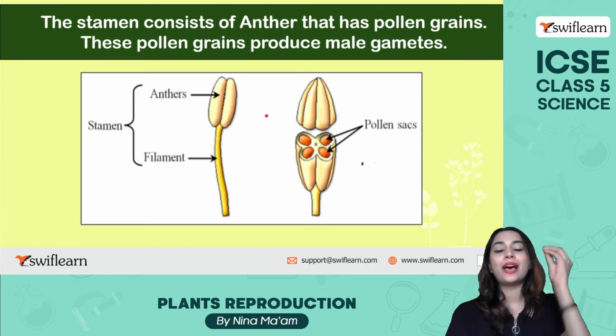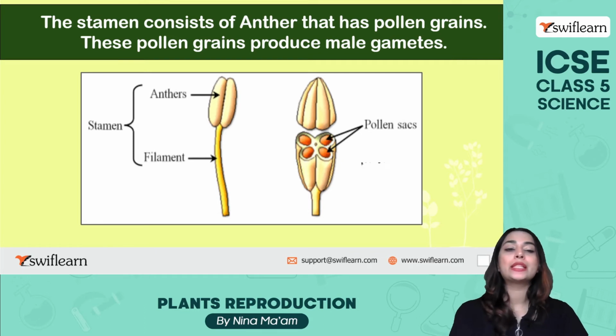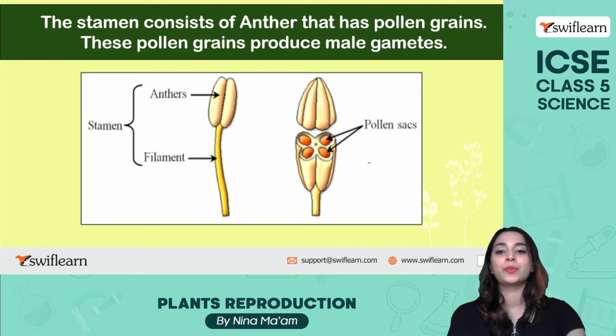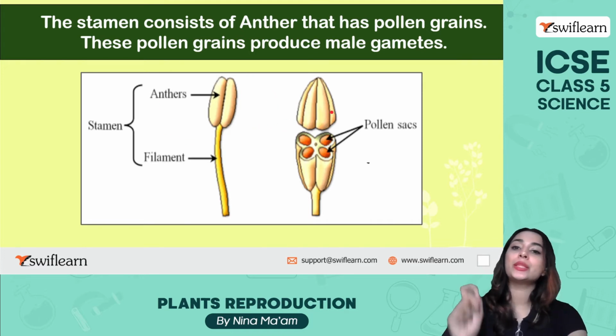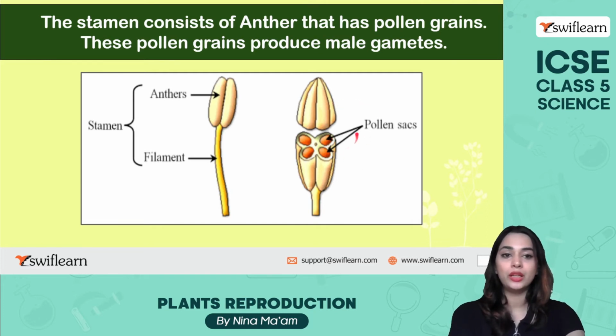So let's dive into this topic. The stamen consists of anther that has pollen grains. These pollen grains produce male gametes. So you can see over here the stamen can be divided into two. The top one, the anthers, and this one is the filament. So within this anther, we have the pollen grains. These pollen grains are responsible for the production of the male gamete. You can see over here the pollen sac, which contains the pollen grains, which has the male gametes.